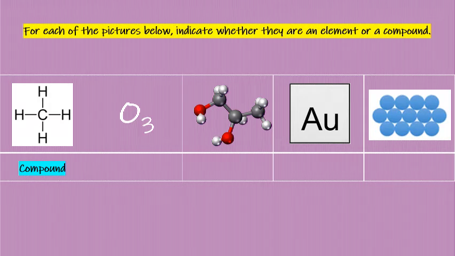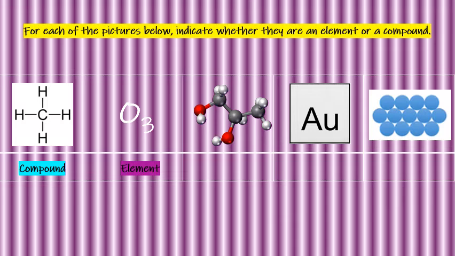Perfect. O3. We just saw it in the previous slide. The ozone molecule. The ozone molecule is made of 3 atoms of oxygen, the same kind of atom. It's the oxygen atom, so this is an element.